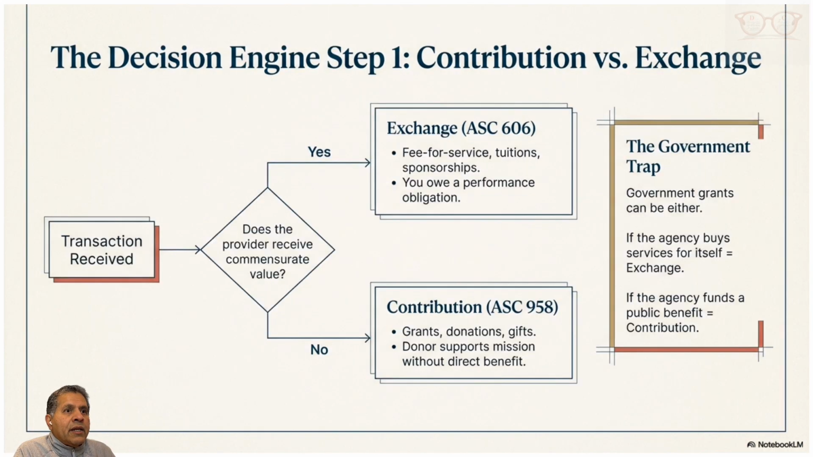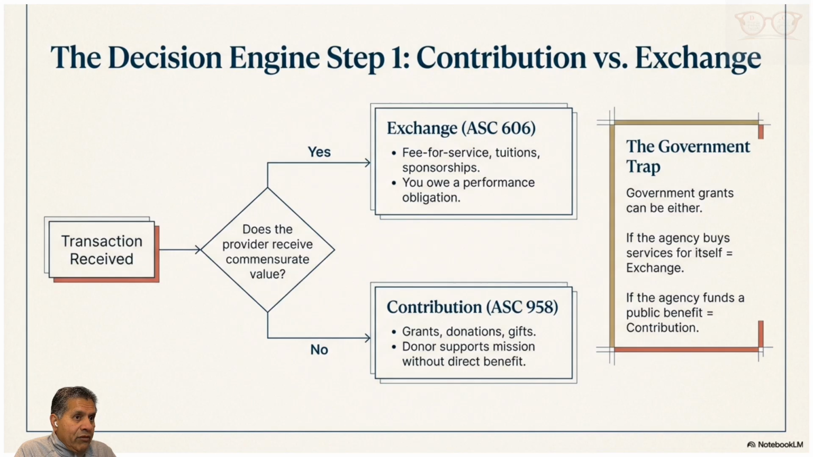Now, let's talk about the money coming in. We use a decision engine to categorize revenue. Step 1 is the most critical question. Is this a contribution or an exchange? Ask yourself, does the person giving the money receive commensurate value? If yes, like tuition or a sponsorship with advertising benefits, that's an exchange. If no, they're supporting the mission without getting goods back in exchange, and that's a contribution.